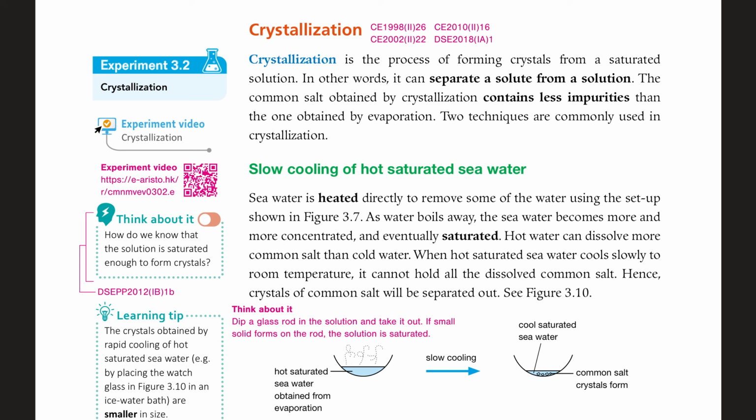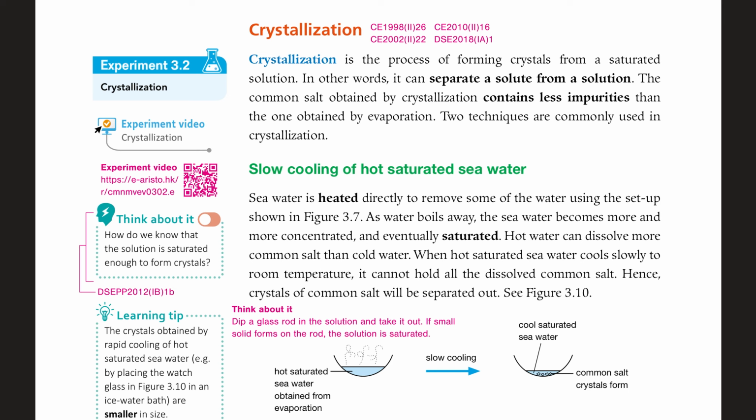The first one is to slowly cool down a hot saturated seawater. As we all know, the hot solvent can dissolve more solute when compared with the cold solvent. Therefore, if we cool down a hot saturated solution to room temperature, then the cold solvent cannot hold all the dissolved solute. And then the solute that exceeds the solubility of the cold solvent would crystallize out, and therefore it can be separated from the solution.